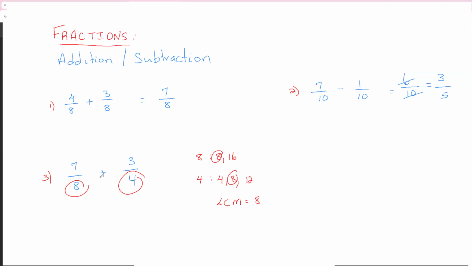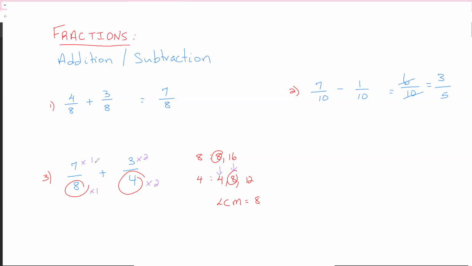So for each of them, we want to make them the same as the LCM of 8. So 8, you ask yourself, what do I multiply 8 by to get 8? It's already 8. So it's just going to be multiplied by 1. Whatever I do to the bottom, I must do it to the top. For 4, in order to make 4 8, I have to multiply 4 by 2 to make it 8. Whatever I do to the bottom, I must do it to the top.